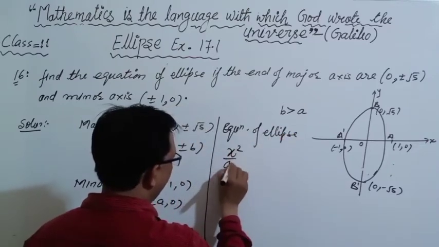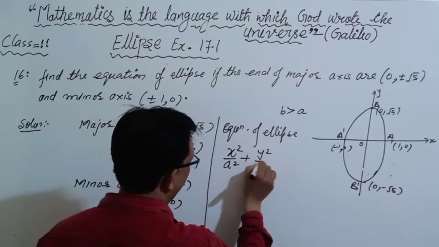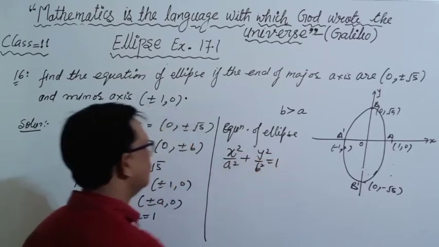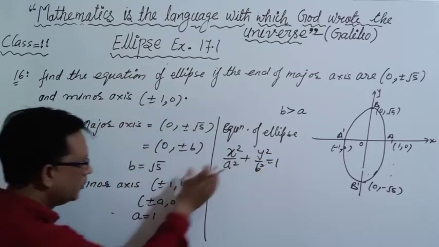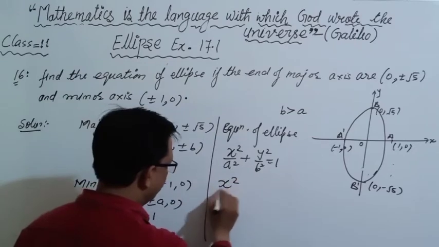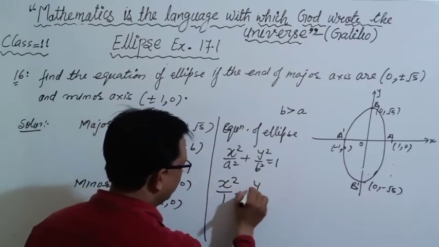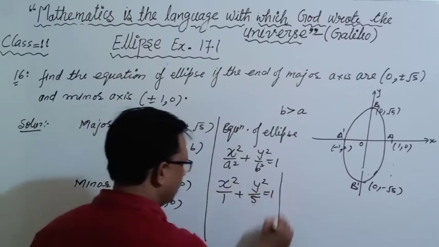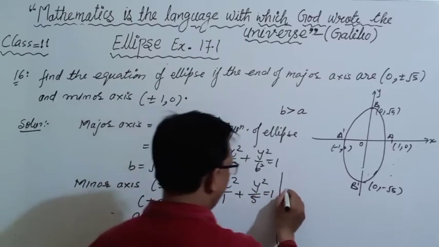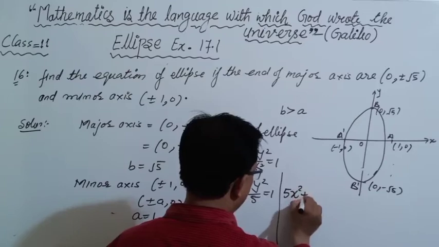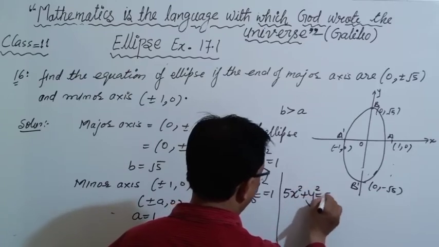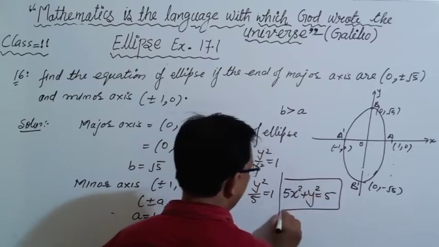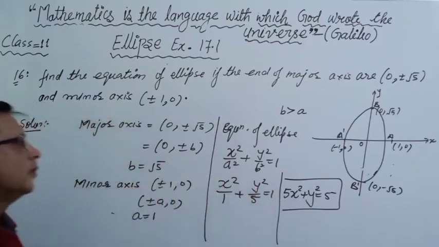The equation of the ellipse is x square upon a square plus y square upon b square is equal to 1. We substitute the values here. So x square upon 1 plus y square upon 5 is equal to 1. Now solving this equation we get 5x square plus y square is equal to 5. So this is your final equation of the ellipse. So student, note this question and also practice this question.